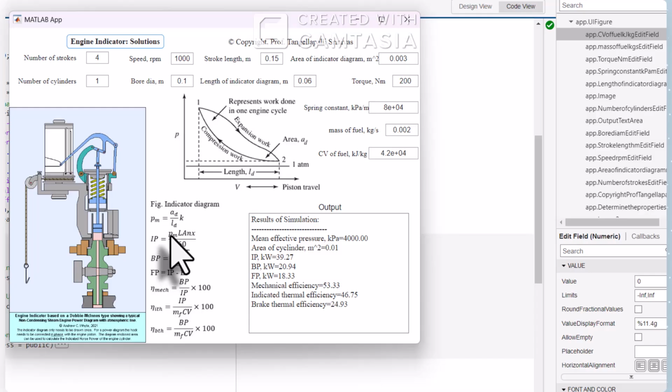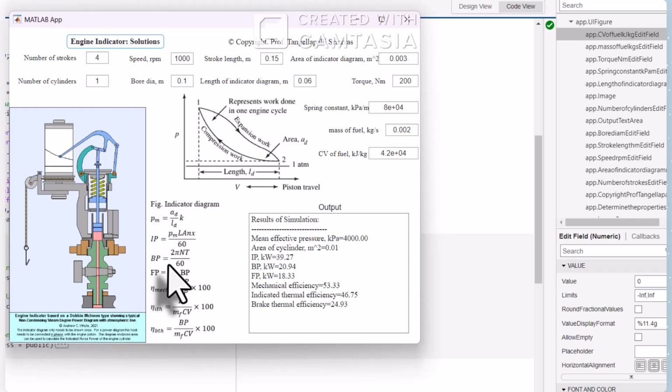Similarly, indicated power is a product of mean effective pressure, length of the stroke, area of the cylinder, and number of effective strokes. If it is a 2-stroke engine, the number of effective strokes is equal to the speed of the engine, that's n. If the engine is a 4-stroke engine, number of effective strokes will be n by 2. Where x is the number of cylinders, now x is equal to 1. So indicated power is coming as 39.27 kilowatts.